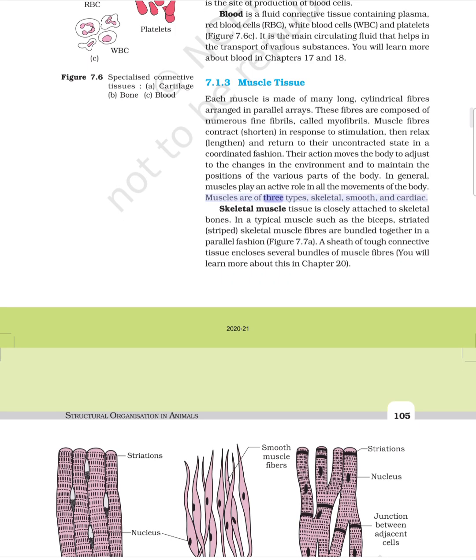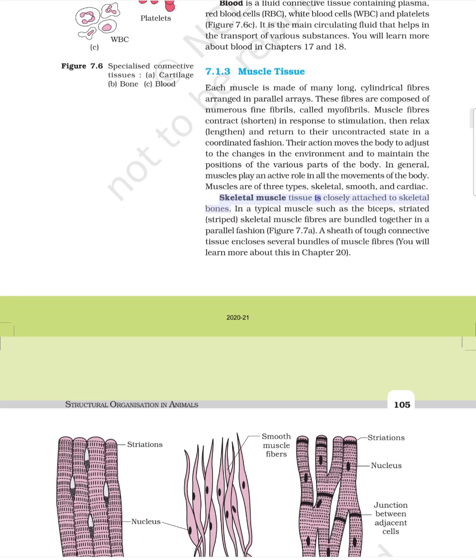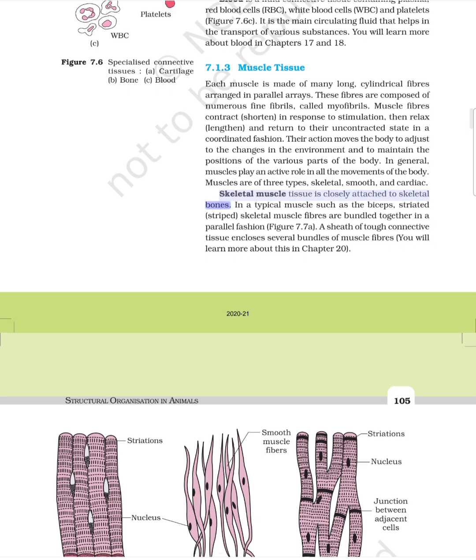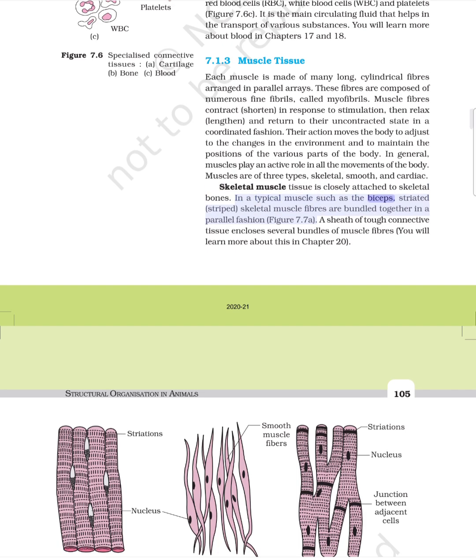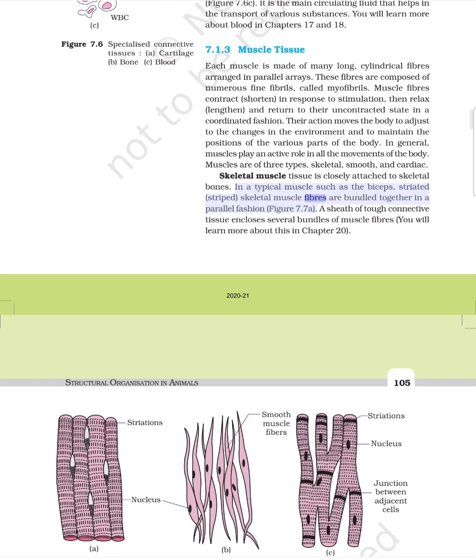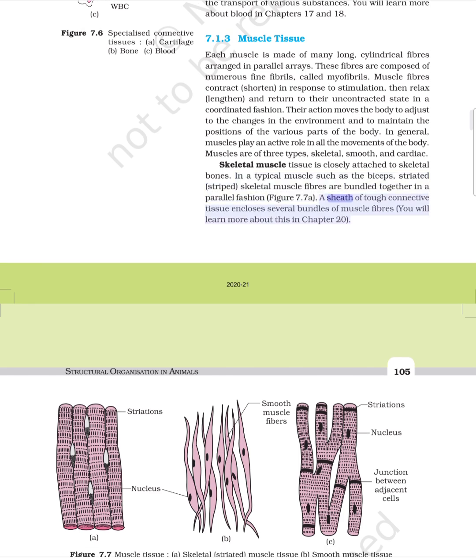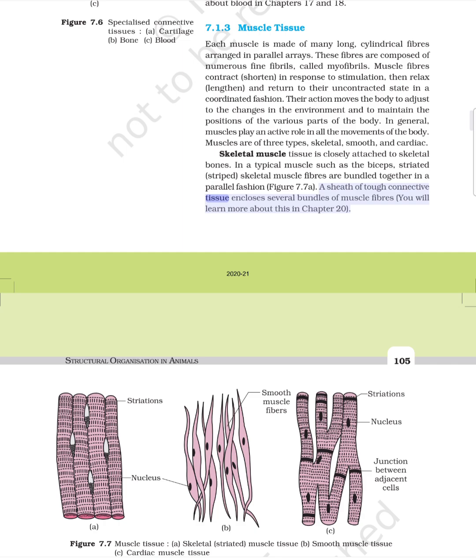In general, muscles play an active role in all the movements of the body. Muscles are of three types: skeletal, smooth, and cardiac. Skeletal muscle tissue is closely attached to skeletal bones. In a typical muscle such as the biceps, striated skeletal muscle fibers are bundled together in a parallel fashion. A sheath of tough connective tissue encloses several bundles of muscle fibers.